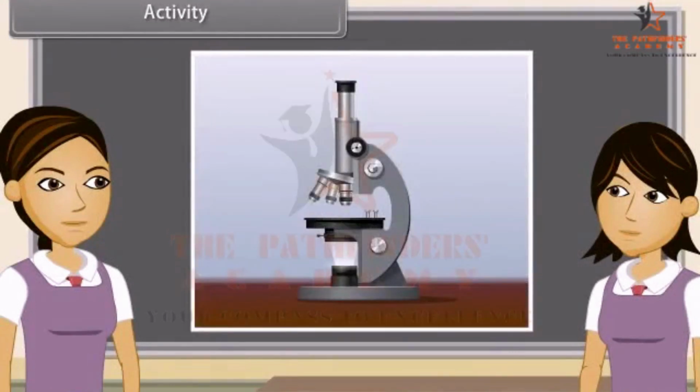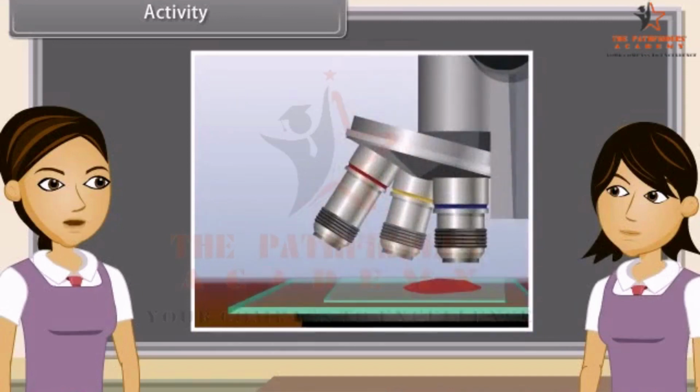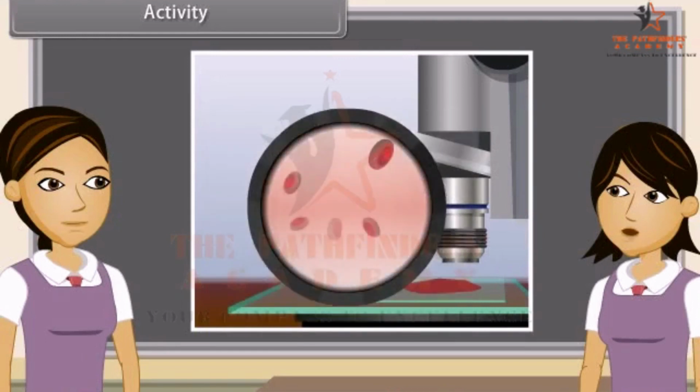Activity. Let us do an activity to find out the different types of blood cells. I have taken a drop of blood on a slide and now observing it under microscope. We can see red blood corpuscles or erythrocytes, white blood cells or leukocytes and platelets.